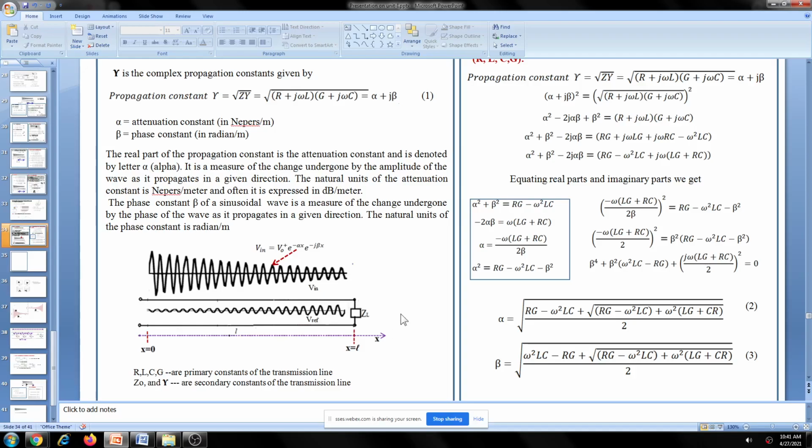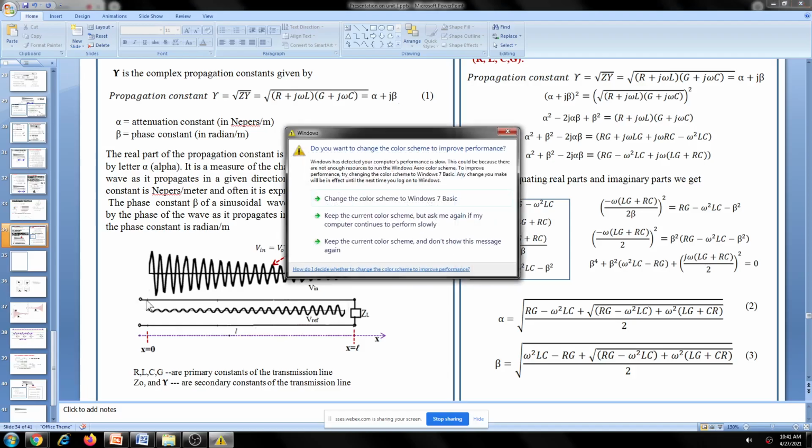Similarly, there is another term, phase constant beta. This phase constant is a measure of the change undergone by the phase of the wave as it propagates in a given direction. So as a signal travels like this, what is the change in the phase of the signal by the time it reaches here? With respect to the input wave, we are applying a signal here. You take any particular instant of time and measure the difference in phase between the received signal here and the signal present here at that particular time.